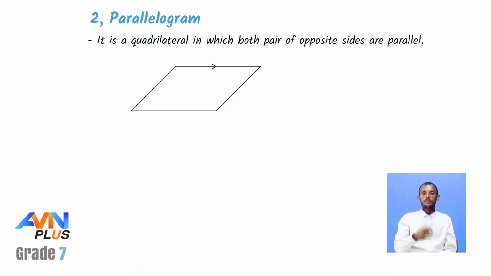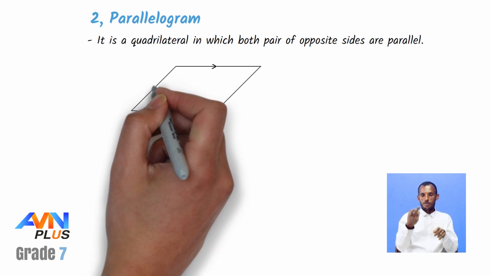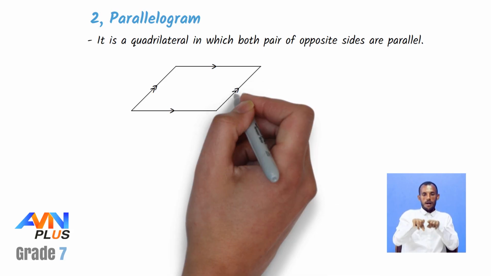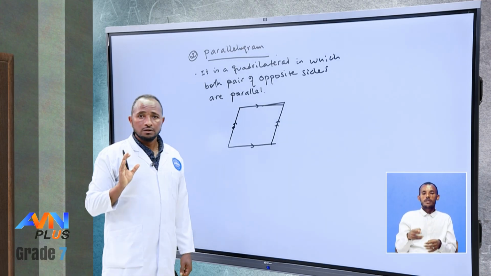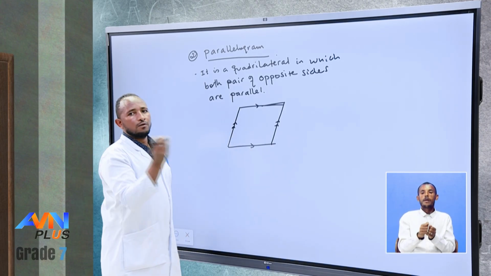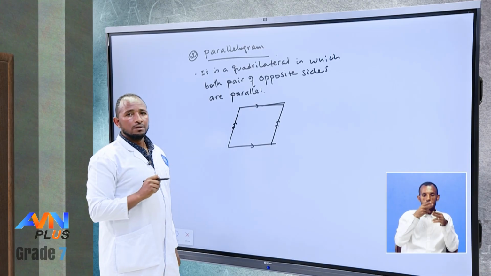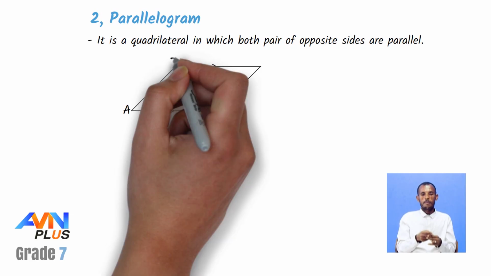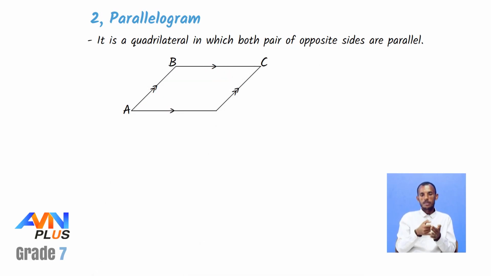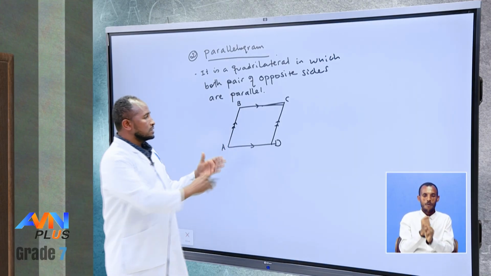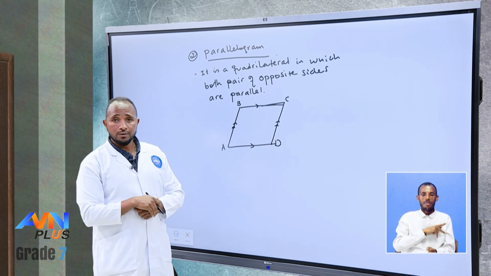If this side is parallel to this one, and again, if this side is parallel to this one, then this quadrilateral is called a parallelogram. Both pairs of opposite sides are parallel. Therefore, we call this a parallelogram. So we can name it by using its vertices A, B, C, D. Now, let's try to find out the properties of this parallelogram.